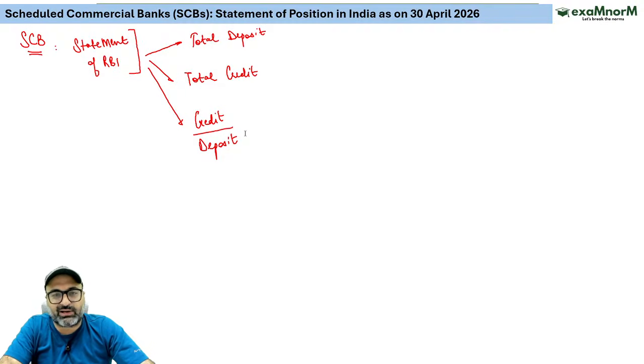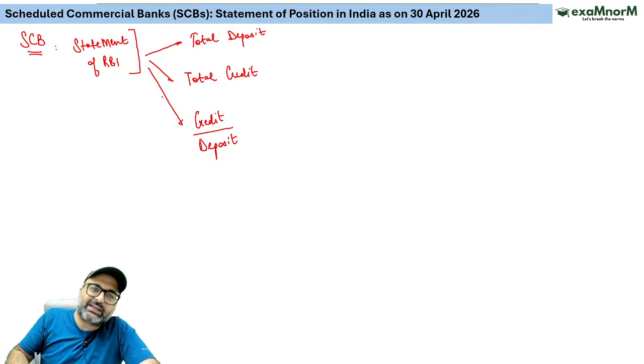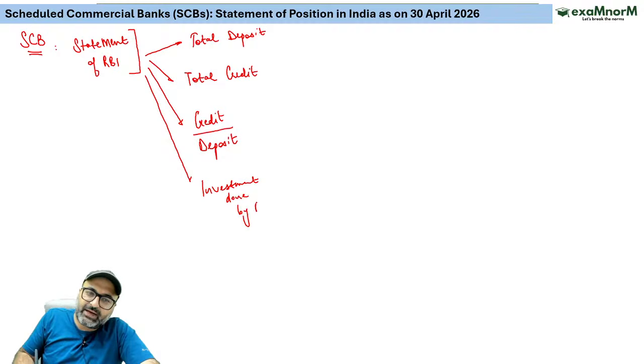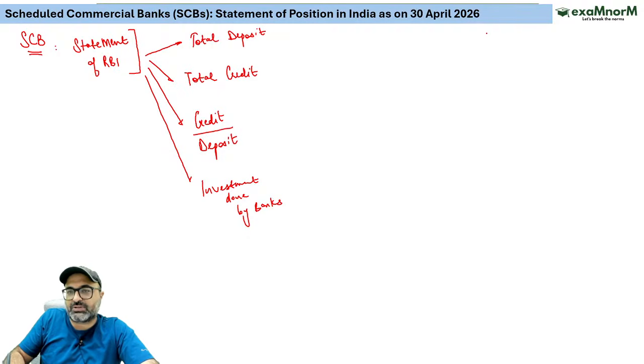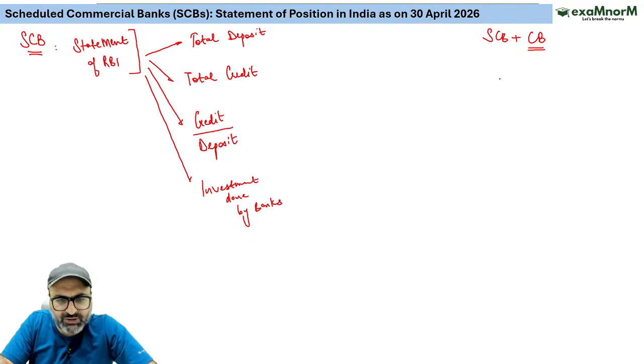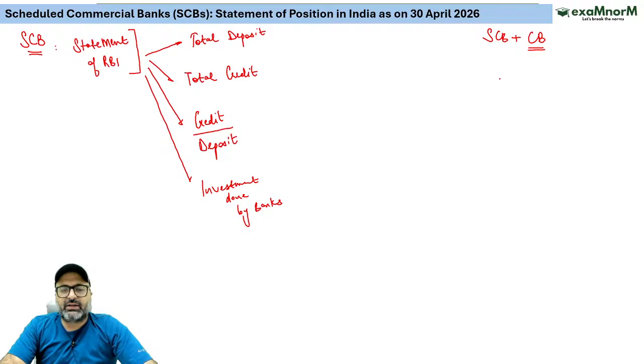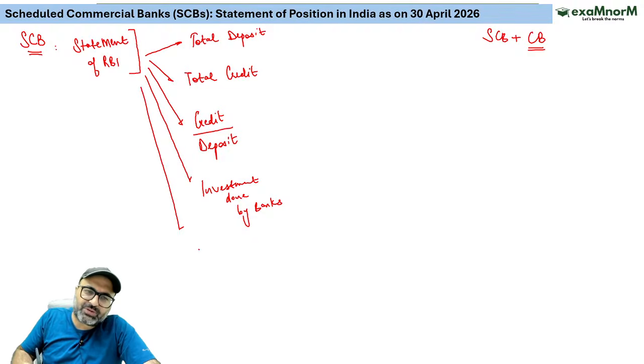ratio, that what credit is given out of what value of deposit. Even it gives a picture regarding the investment done by the bank. So investment done by the banks. So it not only talks about the scheduled commercial banks, it also talks about the scheduled commercial banks plus cooperative banks. शेड्यूल कमर्शियल बैंक्स प्लस कोऑपरेटिव बैंक्स एज वेल, तो उसके बारे में भी हम बात जरूर करेंगे. अगर हम बात करें the borrowings, they also talk about how much amount has been borrowed.